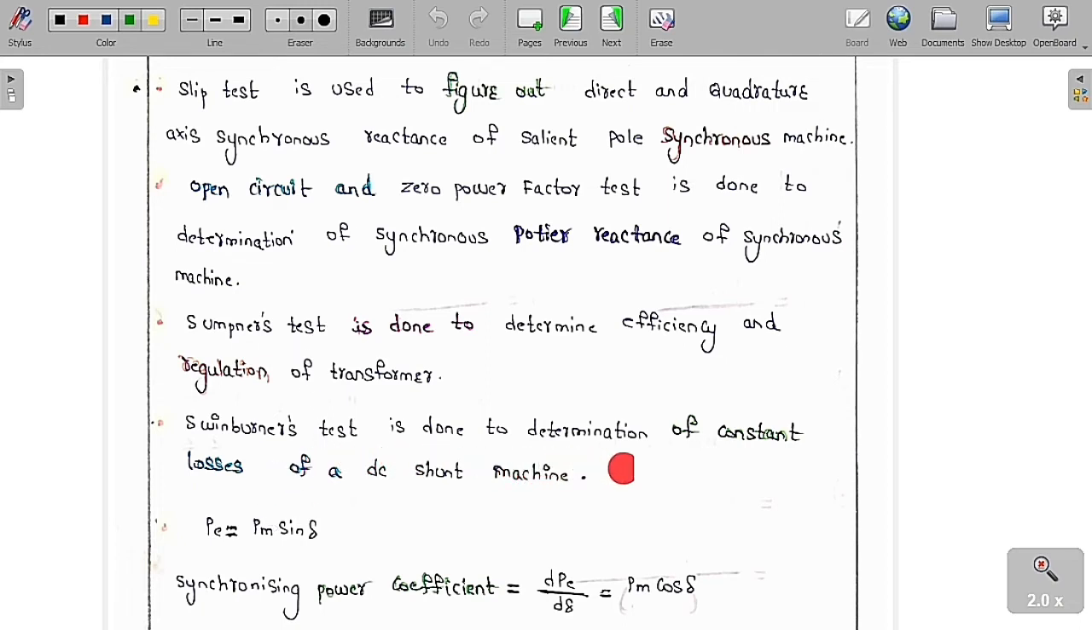The Swinburne test is done for determination of constant losses of a DC shunt machine, because the Swinburne test is basically a no load test. It is used for finding the constant losses, so it is basically an indirect test. If you know the constant losses, we can find the efficiency at any particular load. It is only for the DC shunt machine and DC compound machine. It is not suitable for the DC series motor because it is a no load test, and a series motor cannot be operated at no load. Therefore, for a DC series motor, this test is invalid. If you want to find the efficiency of a DC series machine, then you have to use the field test.